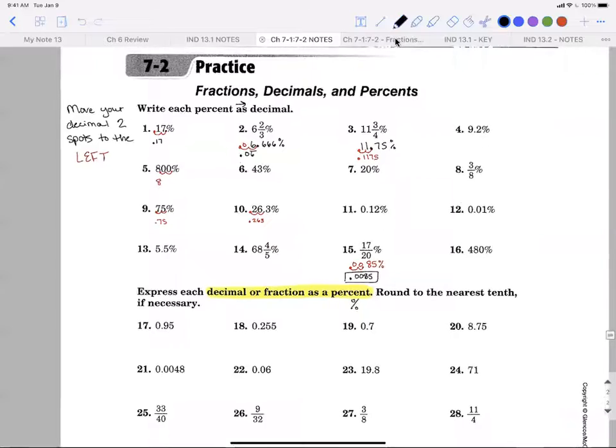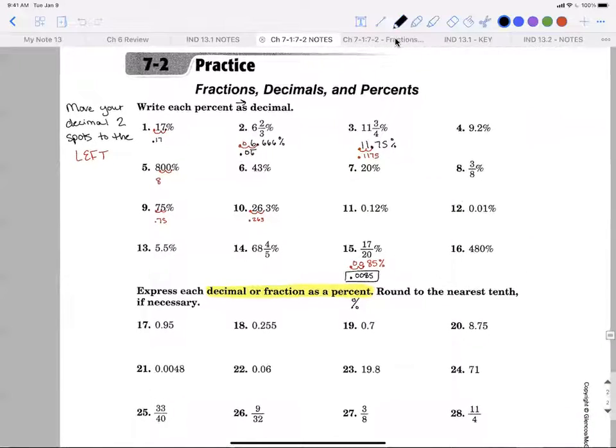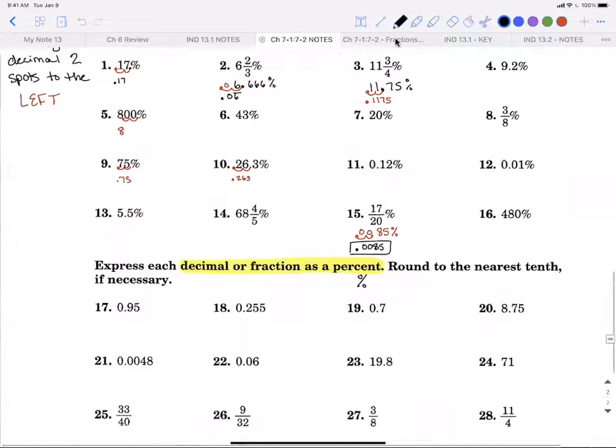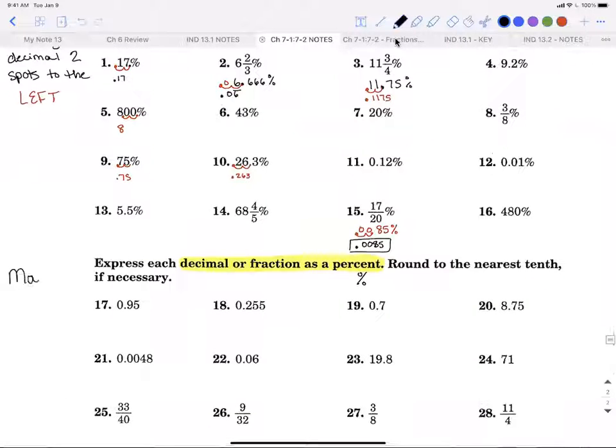And if you notice at the top, to go from percent to decimal, we move 2 spots to the left. Guess what we got to do to go the other way? Move 2 spots. Oh, sorry, I forgot to write the word decimal and I did up there. Sorry. Move decimal 2 spots to the, what do you guys think? Right. We're just going to go the opposite way.